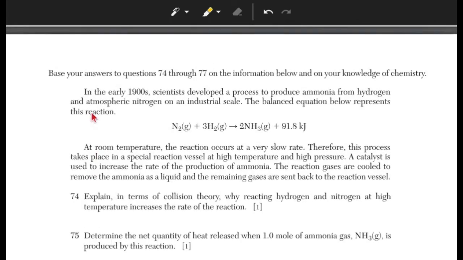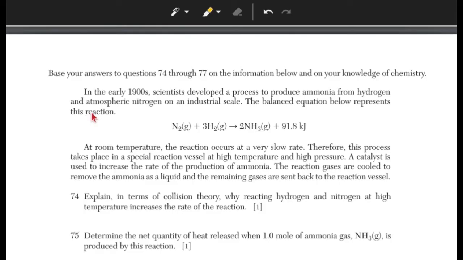In the early 1900s, scientists developed a process to produce ammonia from hydrogen and atmospheric nitrogen on an industrial scale. The balanced equation below represents this reaction. At room temperature, the reaction occurs at a very slow rate. Therefore, the process takes place in a special reaction vessel at high temperature and high pressure. A catalyst is used to increase the rate of the production of ammonia. The reaction gases are cooled to remove the ammonia as a liquid, and the remaining gases are sent back to the reaction vessel.